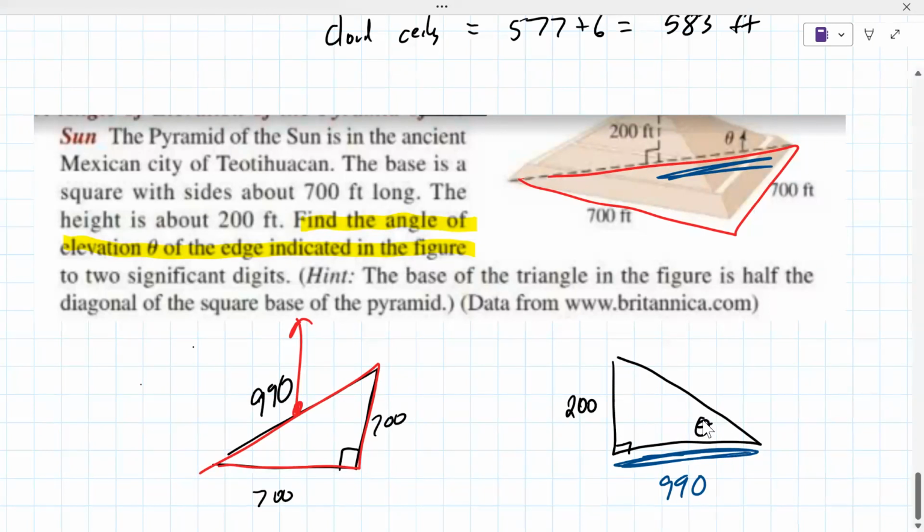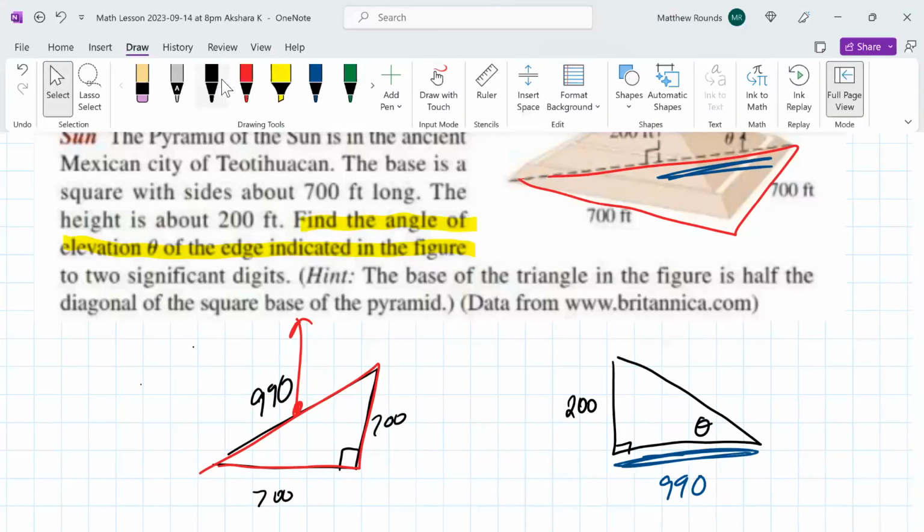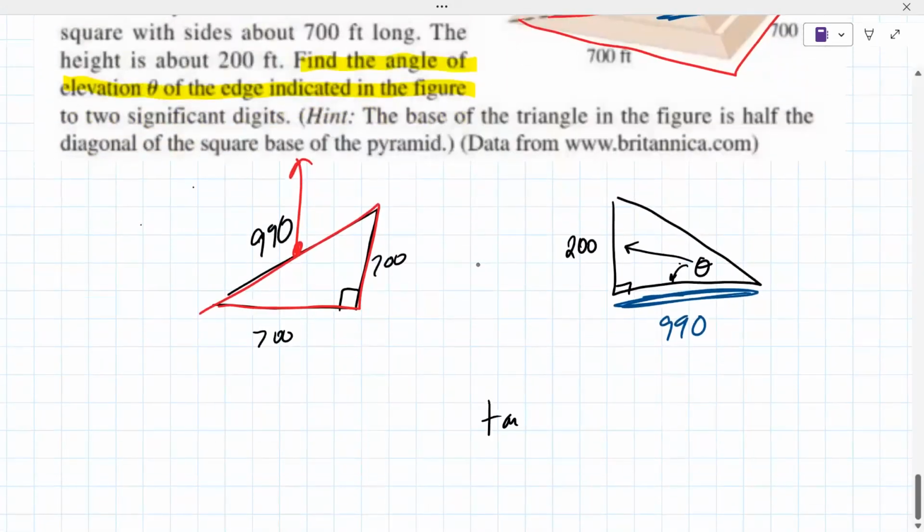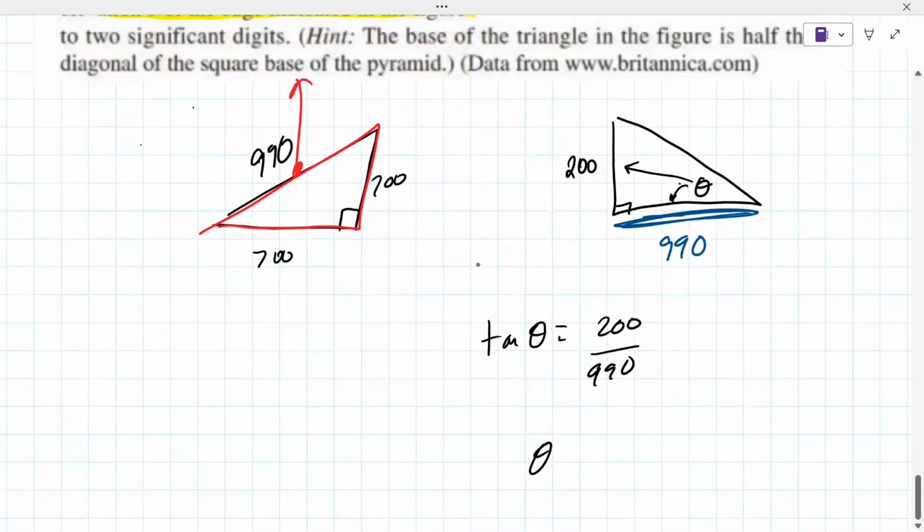Now, relative to this angle, what is 200? What is 990? Your choices are adjacent, opposite, or hypotenuse. Tan. And because it's opposite and adjacent, tangent of theta is 200 over 990. You can solve for theta. Theta is tan inverse of 200 over 990, 11 degrees. Okay, seems reasonable.